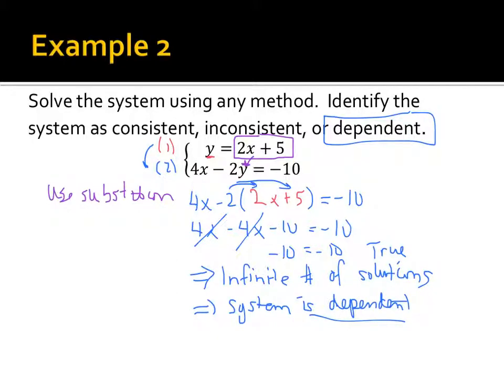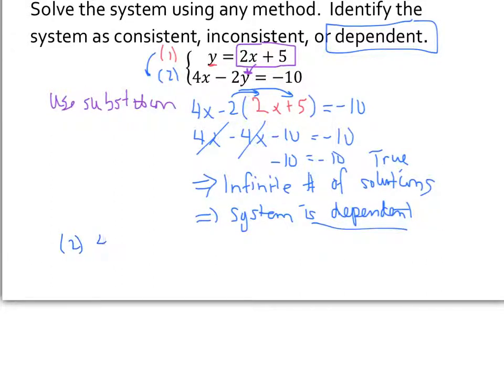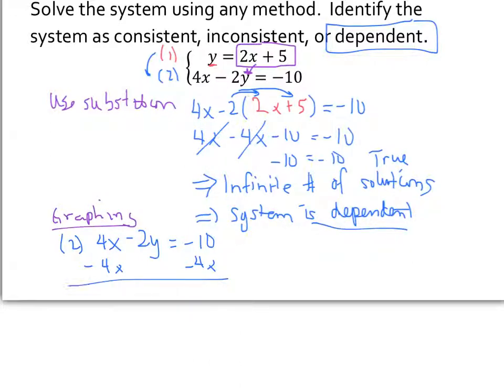But the second way, just in case you decide to use a different method, I want you to look at equation 2 a little bit more carefully. So equation 2, I have 4x minus 2y equals negative 10. If I decided to solve for y, because I want to graph, so minus 4x. So this is the graphing method, just in case I feel like graphing. If I do that, then this cancels, and I'm left with negative 2y equals negative 4x minus 10. And then if I divide everything by negative 2, I'll get that y equals 2x plus 5.